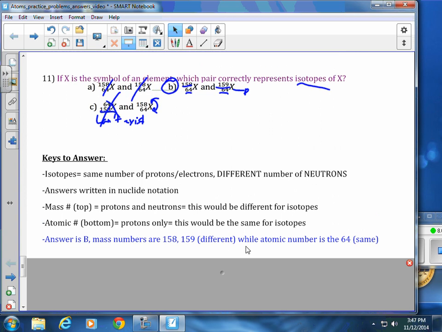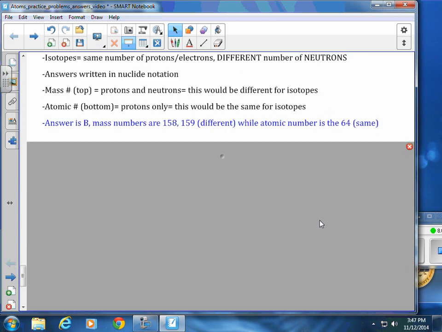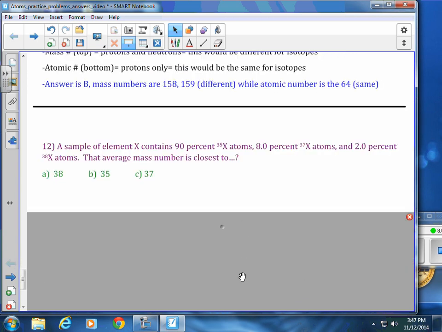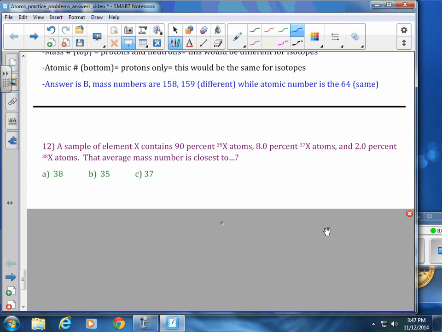Scrolling down. All right, number 12, almost the last one. So a sample of element X, and again, we don't know what element X is. There is no element on the periodic table labeled X, so it's a made-up alien element. A sample of X contains 90% X35 atoms, 8% X37 atoms, and 2% X38 atoms. The average mass number is closest to.